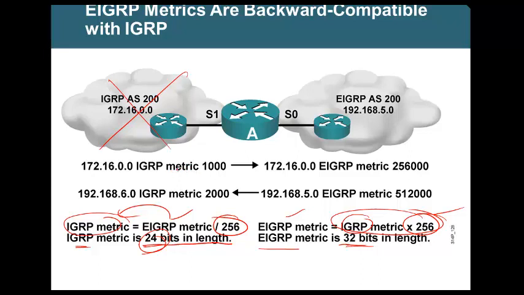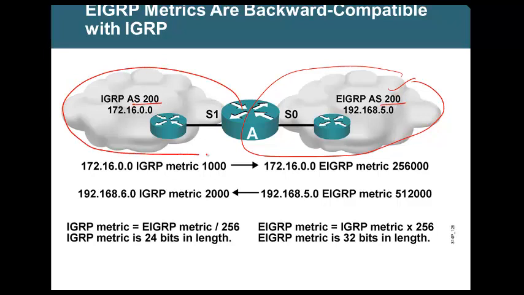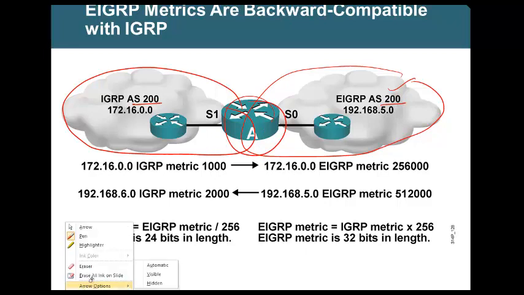If you have this, then you can do something like this. Run all the EIGRP routers. If you're running in 200 autonomous system, run IGRP also with the same 200, without redistributing. You no need to redistribute. Again, I'm telling you, you no need to redistribute. They automatically divide, multiply whatever is needed.